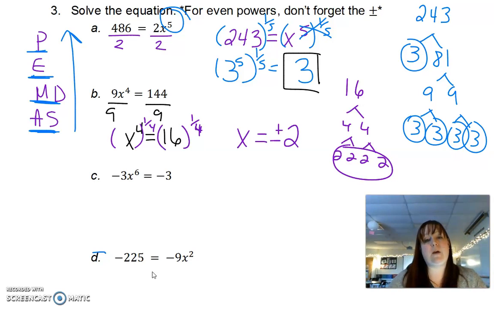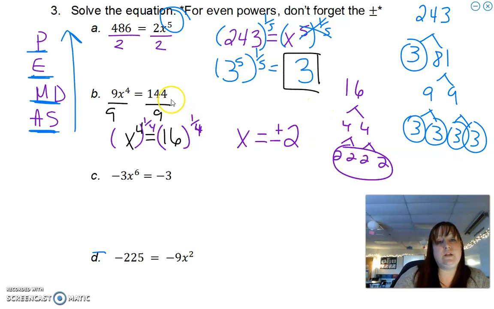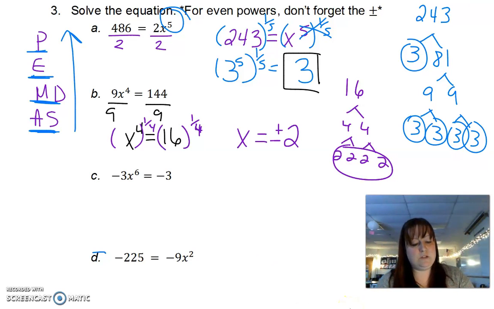And let me explain why that works, because I could put positive 2 in here, and it would come out to 16 times 9 is 144. Or I could put negative 2 in here. If I put negative 2 in here to the 4th, it still comes out positive 16, right? I could multiply that by 9, I'm going to come out with 144. So whenever you have an even power, you need to remember your plus or minus.